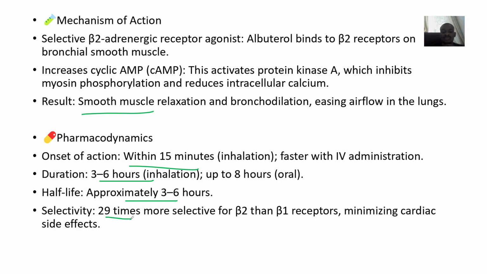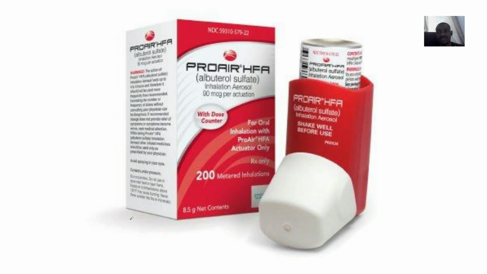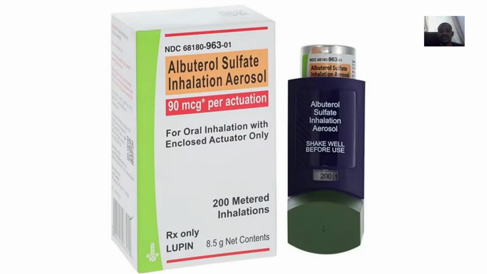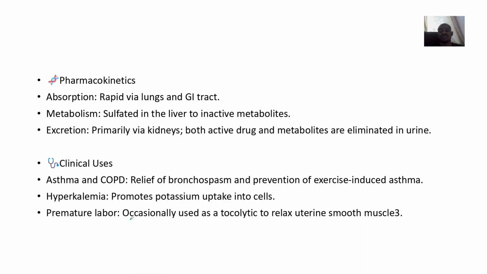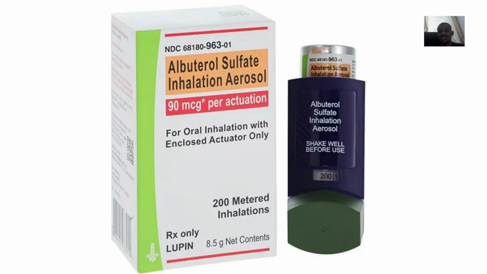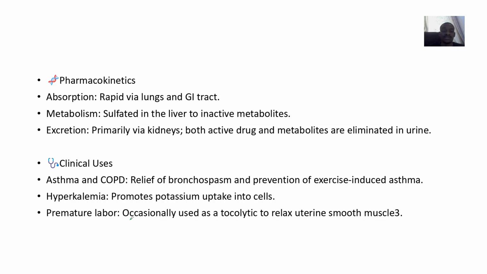Selectivity is 20 times more selective for beta 2. You understand? It loves beta 2 receptors more than beta 1. So for this drug, you see that it's basically used for asthma, COPD. So it's usually made in inhalers for asthma patients and chronic obstructive pulmonary disease patients.